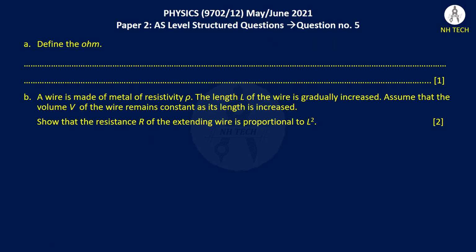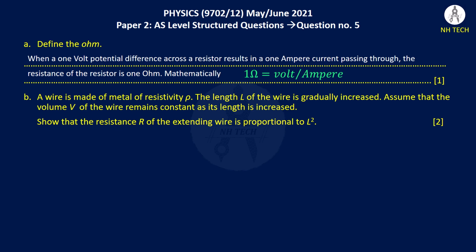The next question we are going to solve is from the May-June 2021 exam, Paper 2, Question 5. In Part A, we have to define the unit of resistance, which is ohm, and here is the definition.